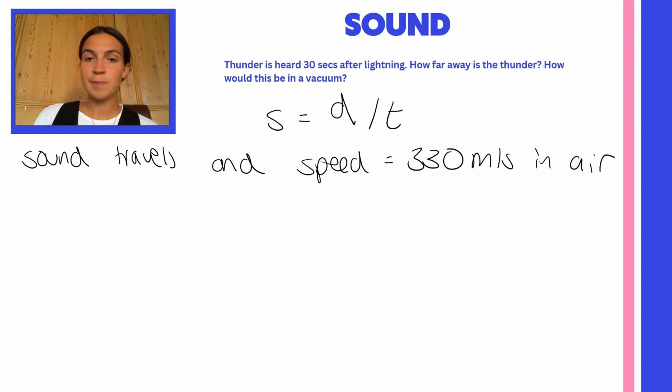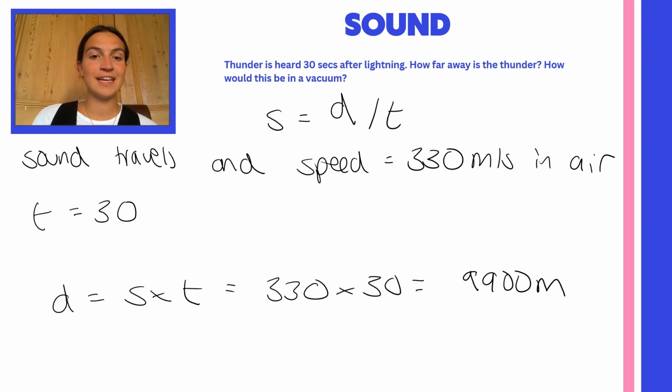So good, I've got my speed, I've got my time. To rearrange my equation to make distance the subject: d is equal to speed multiplied by time, which is 330 multiplied by 30, is 9,900 meters. And the second part of the question was, how would this be in a vacuum? It's a slightly trick question, because sound can't travel in a vacuum, so I wouldn't ever be able to hear the thunder, only see it.